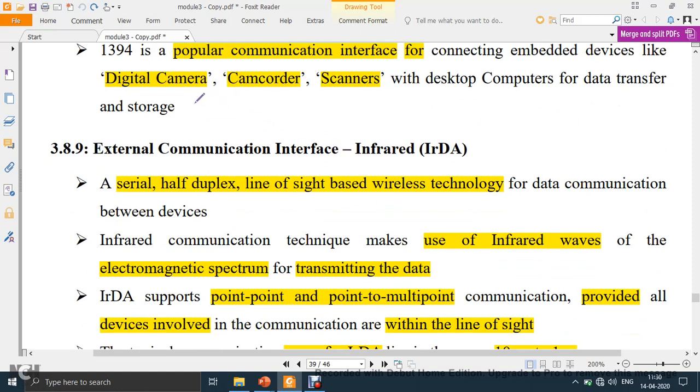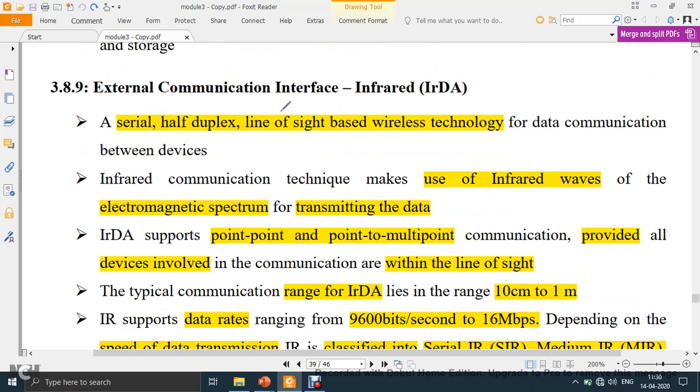All the interfaces we have discussed till now, whether on board or off board, were wired only. So now we'll move on to wireless communication interfaces. External communication interface: infrared, IrDA. The most common use of this is in your TV remote, AC remotes, whatever the remote application. That is the typical use of IrDA, though there are other uses also.